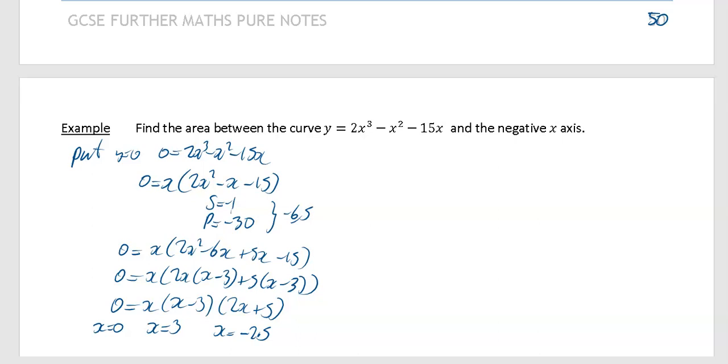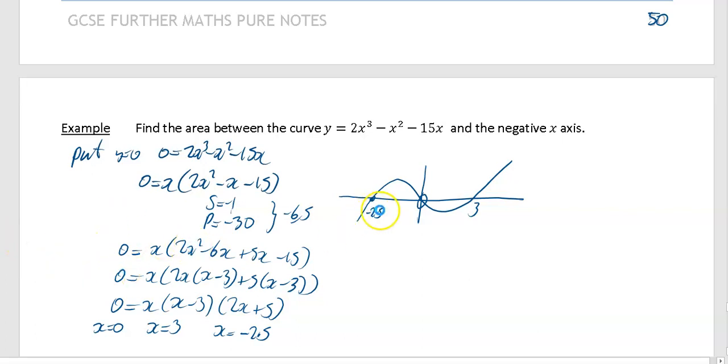We know it is a positive cubic graph, so it is this sort of shape. And we also know it now crosses at, the leftmost one is going to be minus 2.5, and it crosses at 0, so that's going to be your origin and your y-axis, and it crosses at 3. Okay, GCSE Further Maths doesn't go as far as this, but say the question said, find the total area bounded by the curve and the x-axis, then you would be looking at this area, and this area.